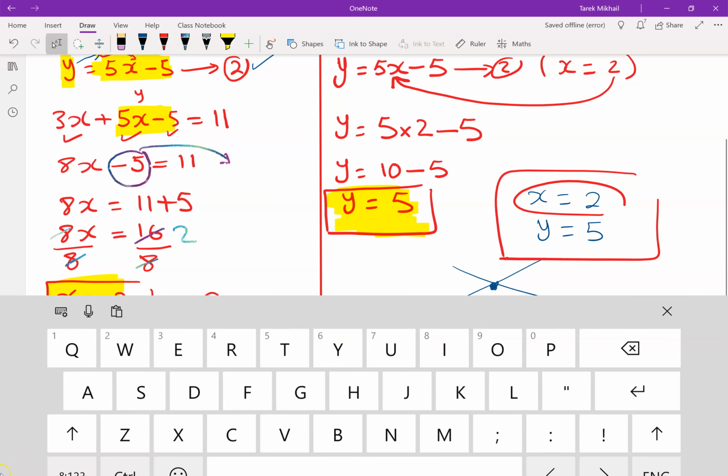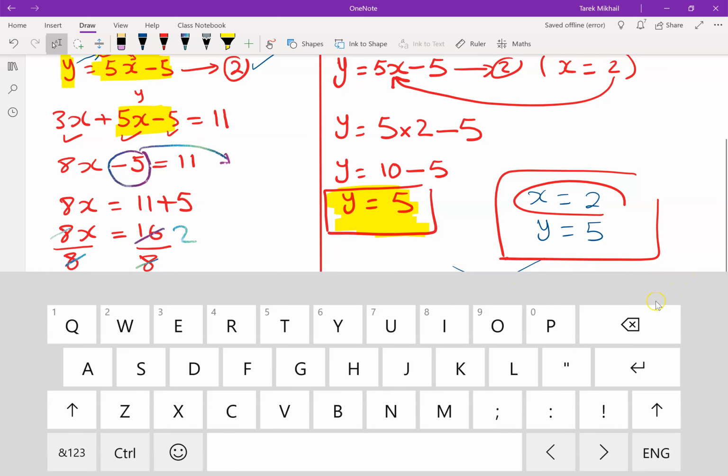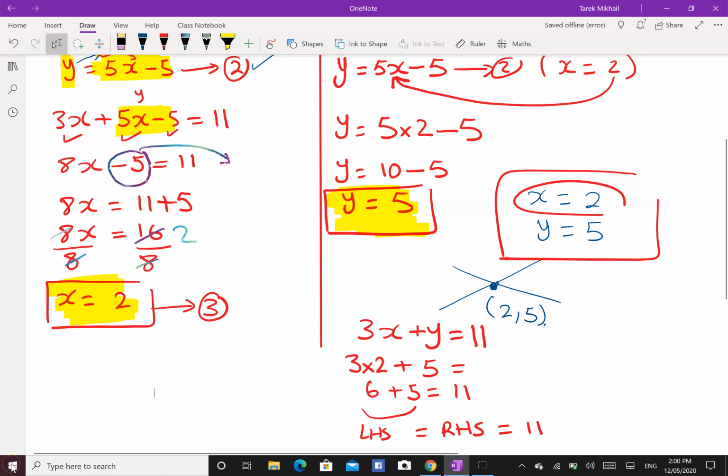Alright, so that's all for substitution, solving simultaneous equations using substitution.